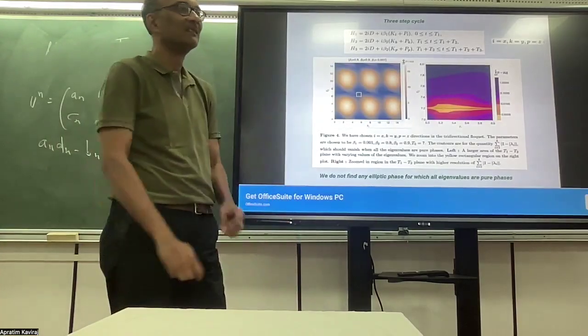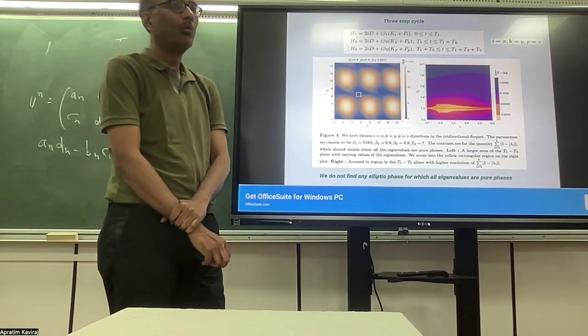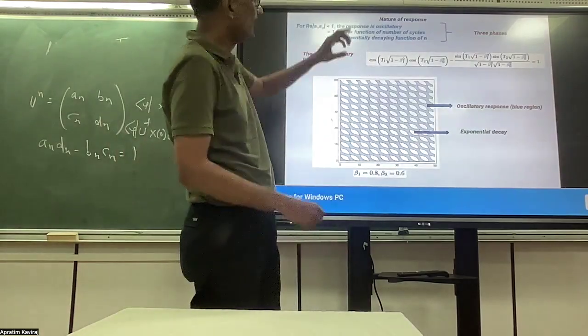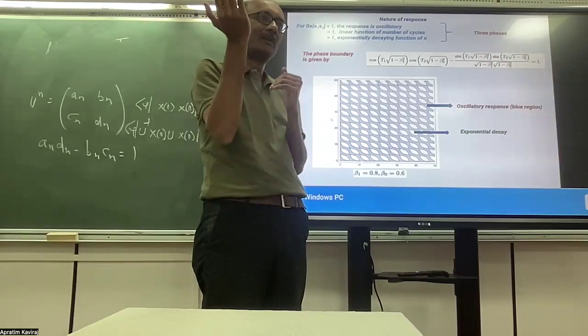Why is this the preferred phase? Why is it the preferred phase? Because the phase is determined by how the coordinates transform, right?